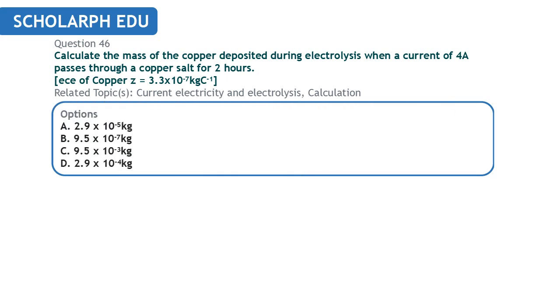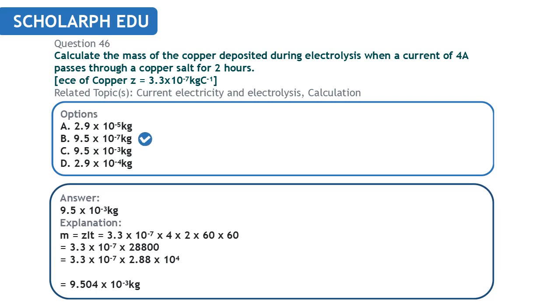Next, we have to calculate the mass of the copper deposited during electrolysis when a current of 4 ampere passes through a copper salt for 2 hours. We are given the electrochemical equivalent of the copper, Z, as 3.3 times 10 raised to the power minus 7 kilogram per coulomb. From Faraday's first law of electrolysis, we have M equal to ZIT. Z is the electrochemical equivalent of the substance, I is the current, and T is the time.